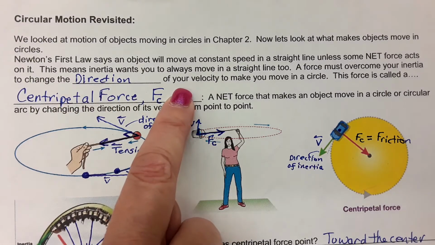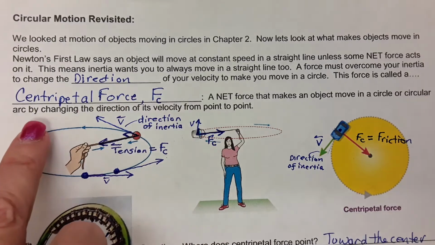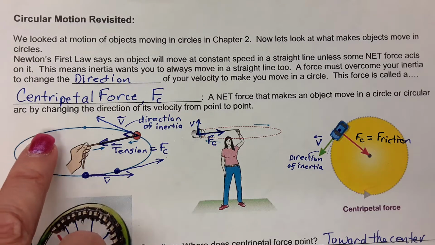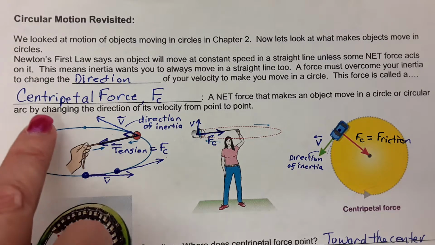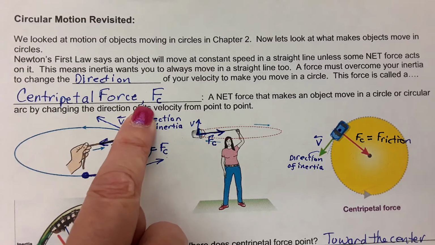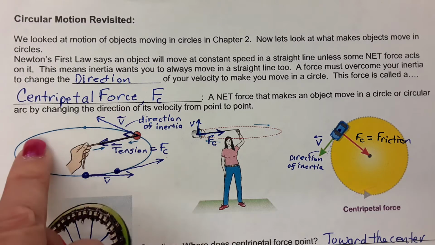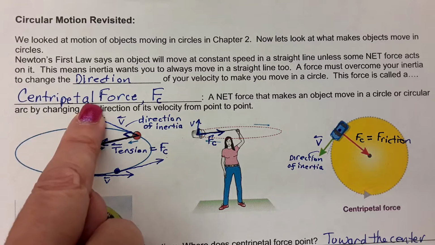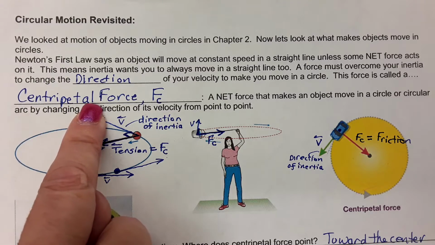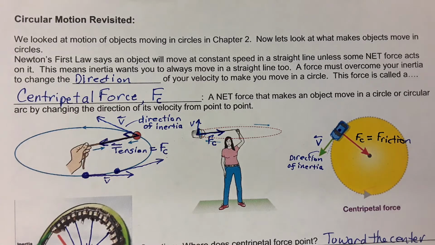But you've got to have a net force to change the direction of your velocity. And anytime a net force changes the direction of your velocity so that you travel in a circle, we call that net force a centripetal force. Centripetal is a Latin word that means center pointing. So, centripetal forces always point towards the center of the circle. Now that does seem kind of strange, so let's talk about it a minute.